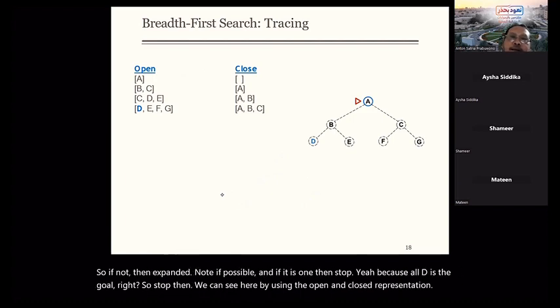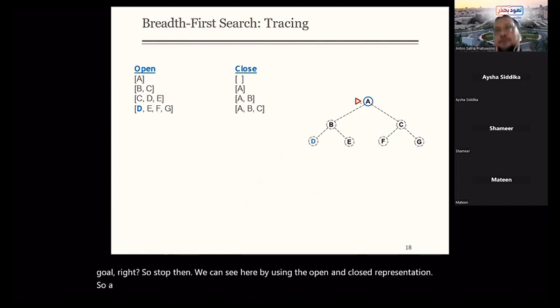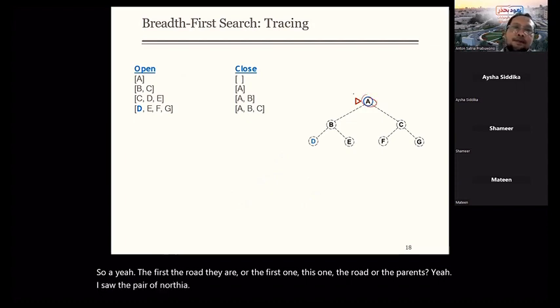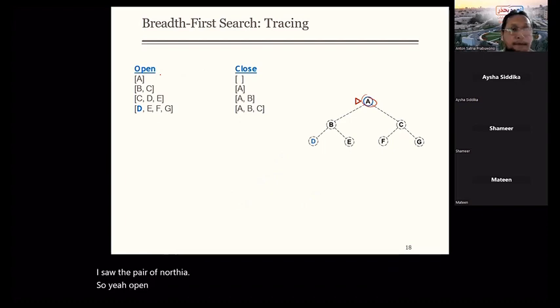Then we can see here, using the open and close representation. A is the first, the root or the parent node. So A is open at the beginning and nothing is closed. A has two branches, B and C. So B and C are open and A is closed, because it gave B and C as its branches.